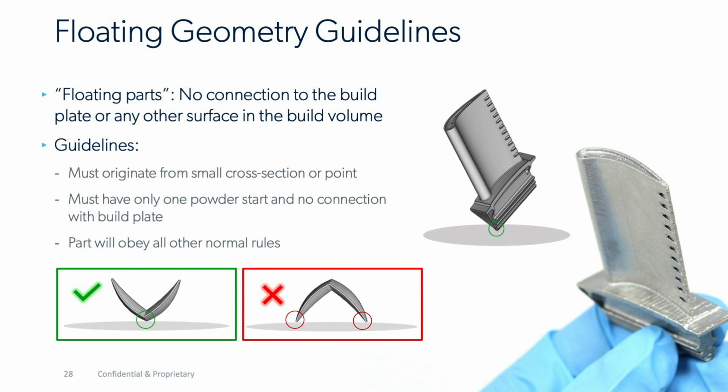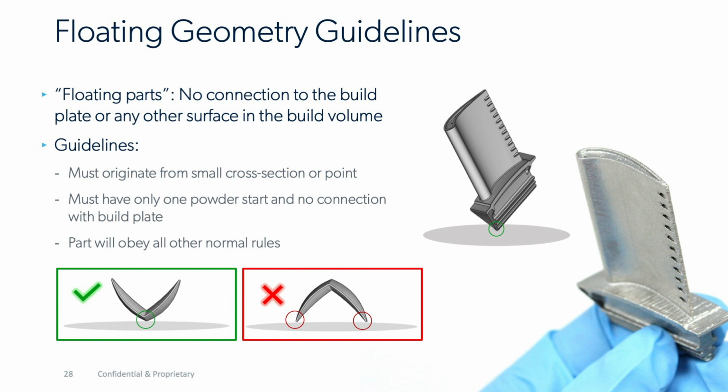The only real rules are that to print a floating geometry, it has to start from a small cross-sectional area, or roughly a point, and it can only start from a single point. So if you look at the graphic on the bottom left, if you have this kind of arch shape, if it starts at a point, very small cross-section, no problem, and it can grow out into any other geometry, and it behaves by all the other rules that we've gone over. However, if it starts at 2 points, the issue here is that each of the points will start fine.